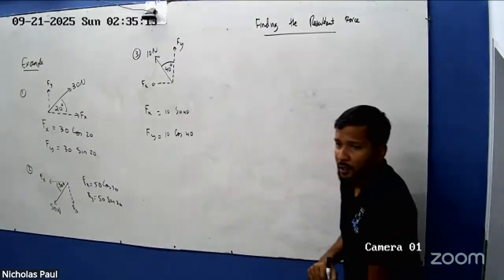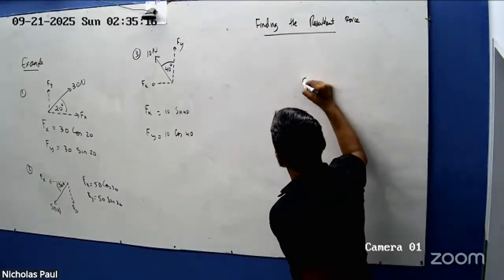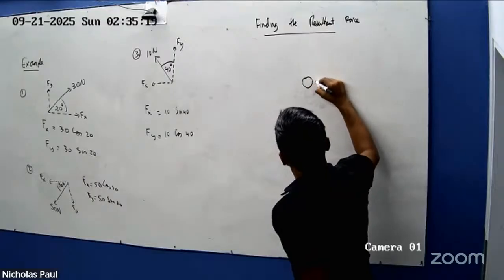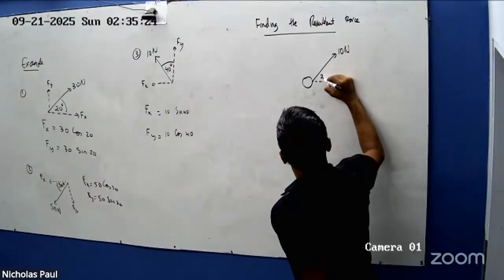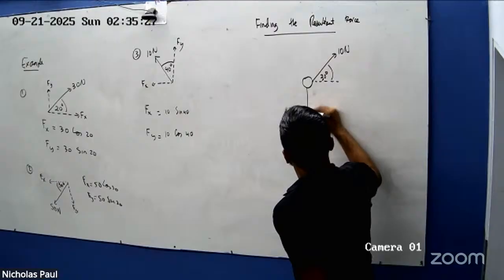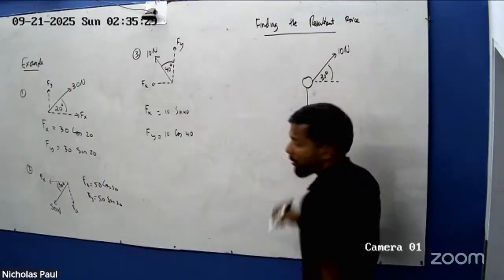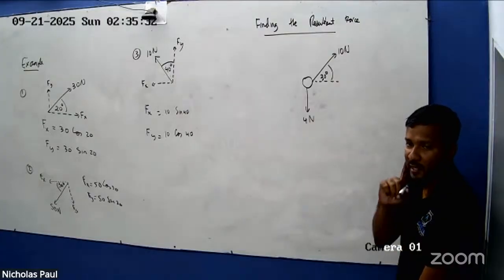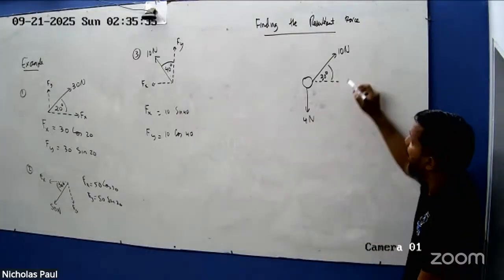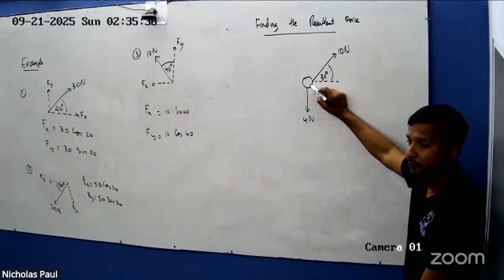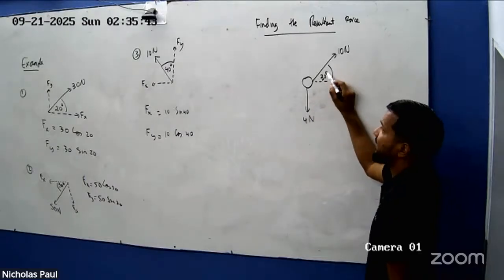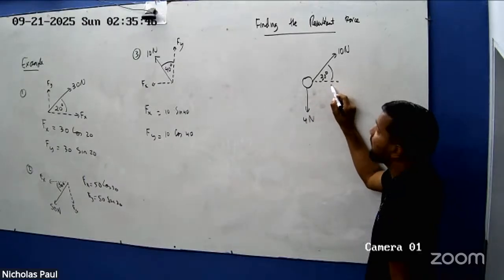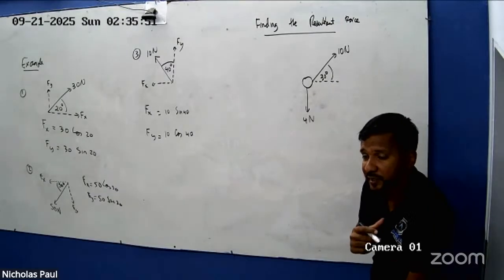Right. So now, let's say we have a scenario like this. We need to figure out how this object will behave. We have two forces acting on it: a vertical force of 4 newtons and a force of 10 newtons at 30 degrees to the horizontal. We need to learn to find the resultant.